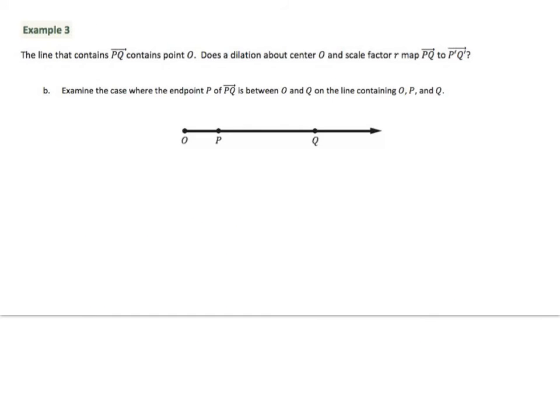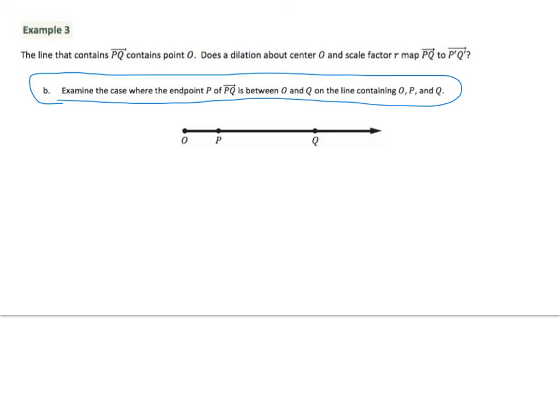So here we have the same beginning statement, but now we're going to examine the case where the endpoint P of PQ is between O and Q on the line containing OP and Q. I copied the picture. We already know from the previous case that the dilation of OQ maps onto itself. So the dilation of the ray OQ maps onto itself.